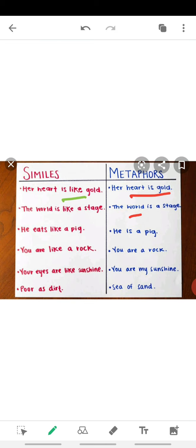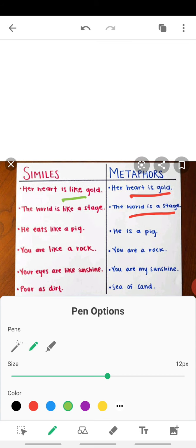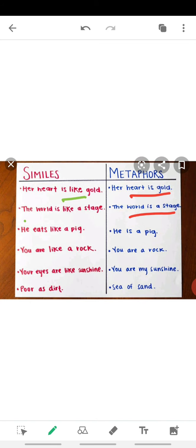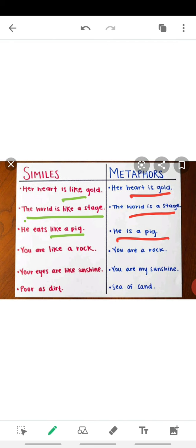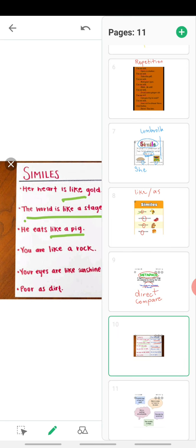Look at this one. The world is a stage. And in simile, the world is like a stage. Can you see the word like? He eats like a pig. And he is a pig. Over here it is he is a pig. So, clear distinguish between simile and metaphor. In simile, the sentences are used like or as. They use like or as. Two objects are compared using like or as. But in metaphor, there is direct comparison.